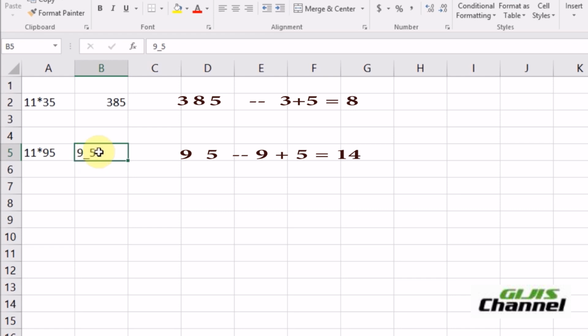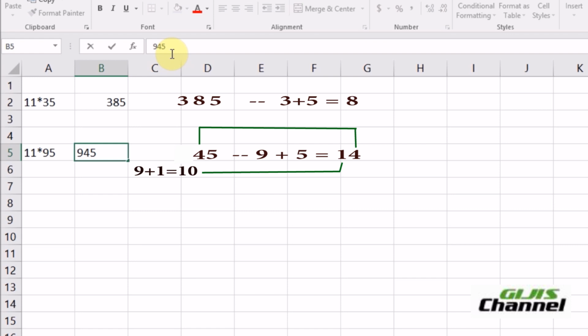So if it adds up to a two-digit number, what do we need to do? Right now, when you add, it is 9 plus 5 equal to 14. So what I'm going to do here is write down 4 there, and the remainder 1 I am going to add to the 9. So that is 1045.